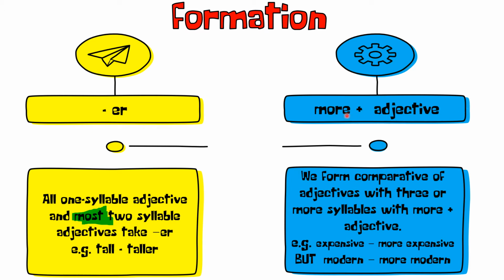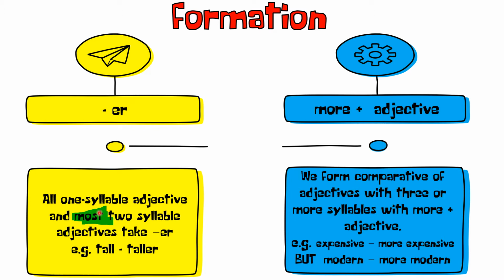Okay, when are we going to use the word more? So we form the comparative of adjectives with 3 or more syllables. 3 or more. For example, expensive, beautiful, comfortable. Those words are actually 3 or more syllables.